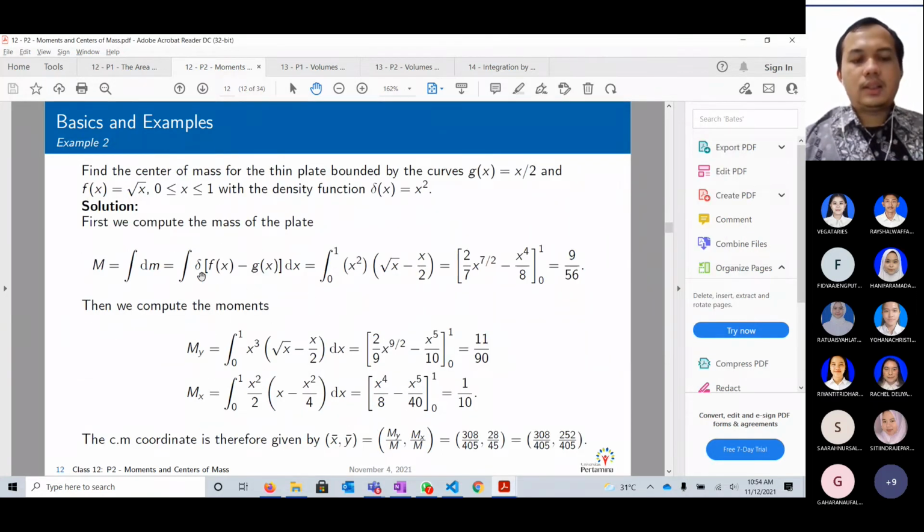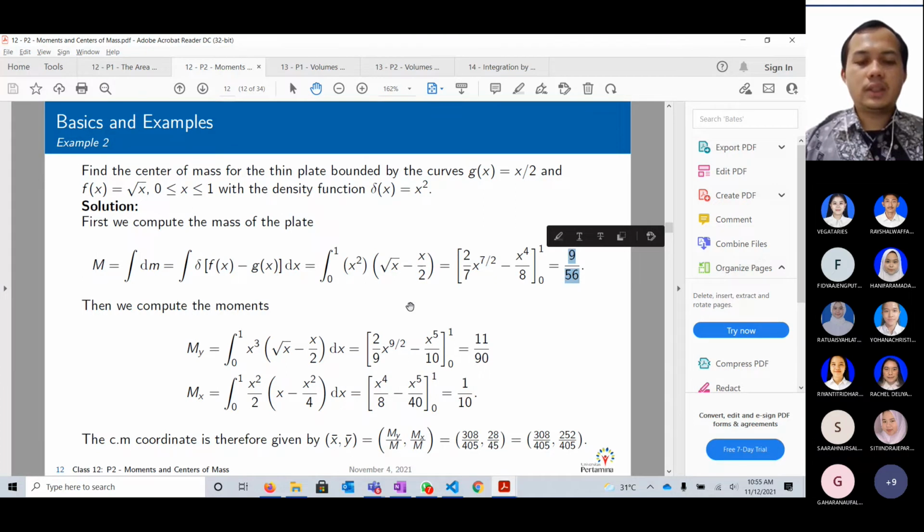So, integral of delta times (f(x) minus g(x)) dx. Delta is x squared, and from 0 to 1, f(x) is always greater than or equal to g(x). From 0 to 1, square root of x is always greater than x over 2. That's why f(x) is the square root of x and g(x) is x over 2. Then we simplify and finish. We get that the mass is 9 over 56.